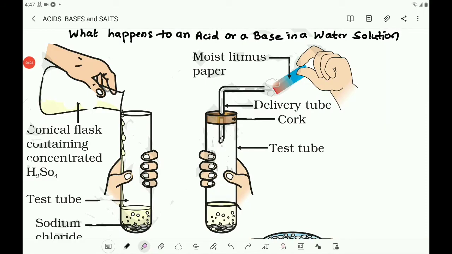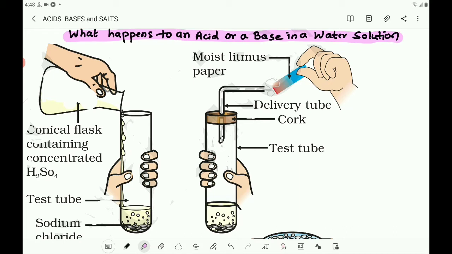Children, it is the next part of the chapter Acids, Bases and Salts. Now let us discuss what happens to an acid or a base in a water solution. So you do an activity to observe the behavior of acid.